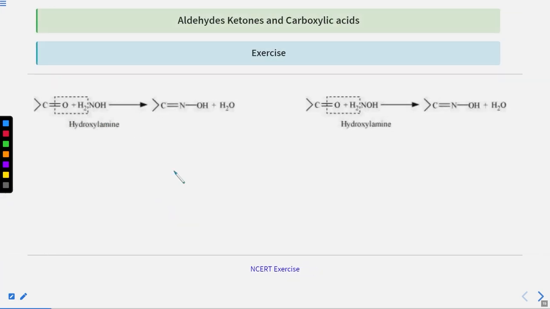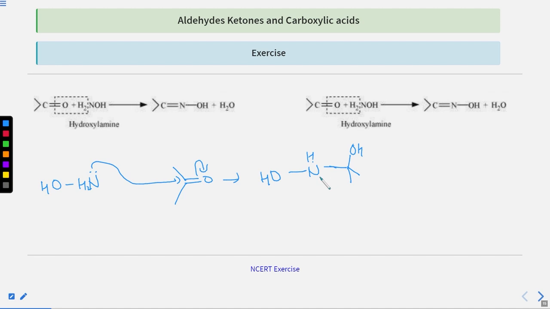See, so how would this reaction have happened? This is our hydroxylamine. This is the lone pair. It will attack here, and this will push it here. Now intramolecular proton transfer will take place. I am doing it in the same step. Now again this will push here because it is in the acidic medium. It will be protonated and removed. See?